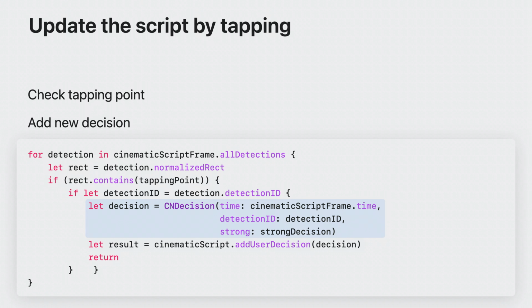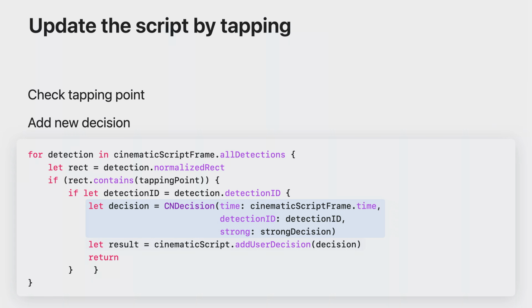In the sample app, weak is set with a single tap and strong with a double tap, but the UI is really up to you. Then finally, I add this new user decision to the cinematic script, and the script has changed. So let me talk about how the updated script drives the focus.